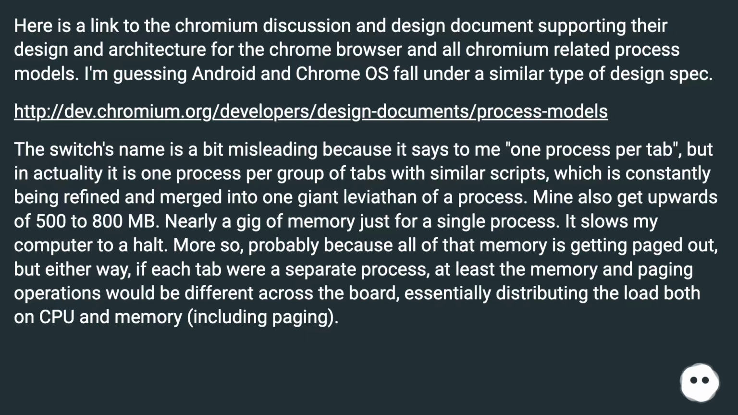The switch's name is a bit misleading because it says to me one process per tab, but in actuality it is one process per group of tabs with similar scripts, which is constantly being refined and merged into one giant leviathan of a process. Mine also get upwards of 500 to 800 MB. Nearly a gig of memory just for a single process. It slows my computer to a halt.